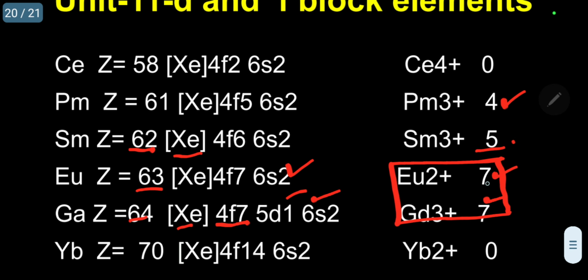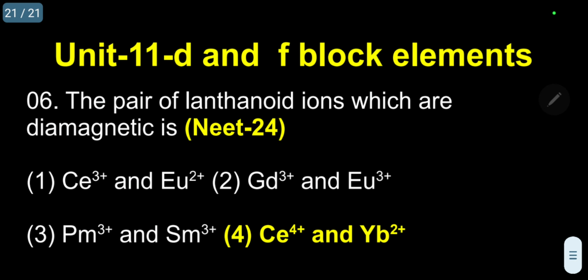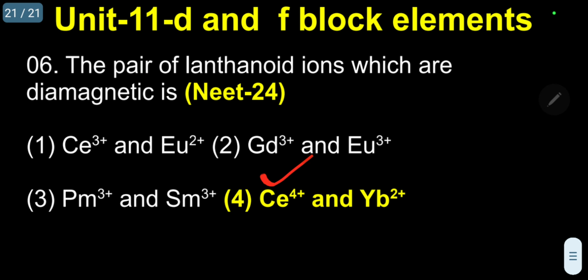Which is paramagnetic? And just see here, this is diamagnetic, 0. So Ce 4 plus and Yb 2 plus will be the correct answer. In all other cases, there is an unpaired electron, so spin magnetic moment will be there. So option C is the correct answer.